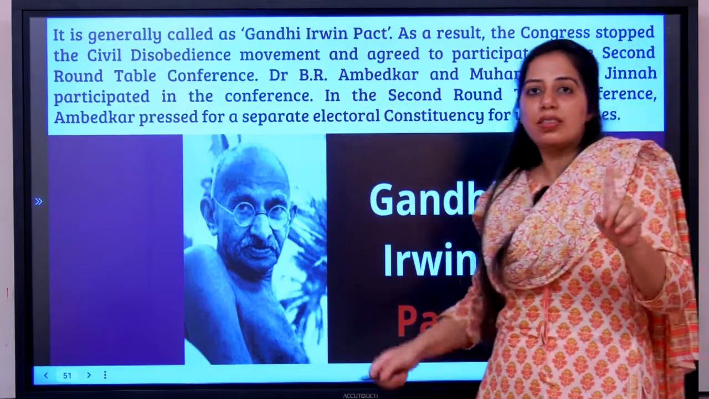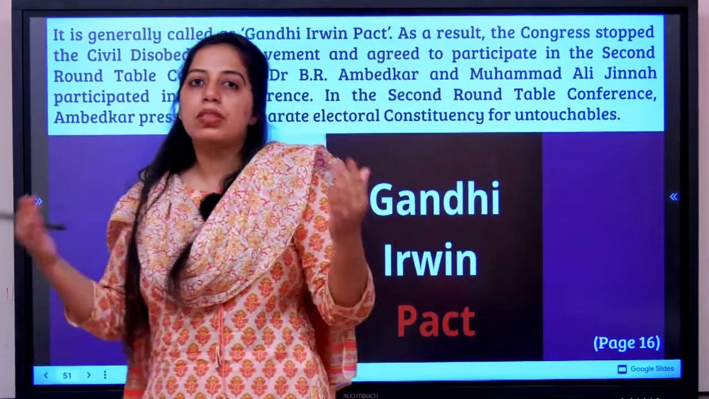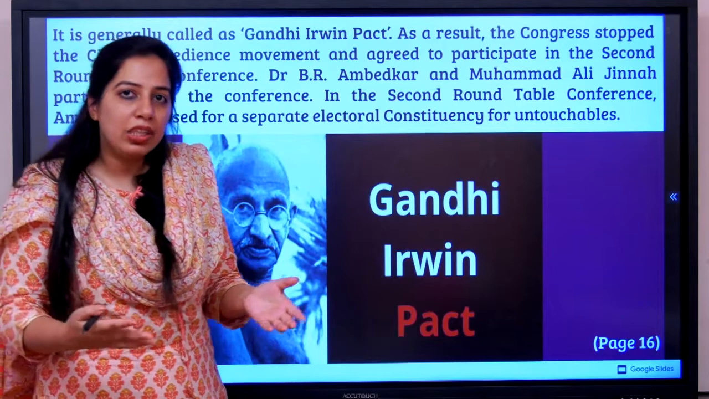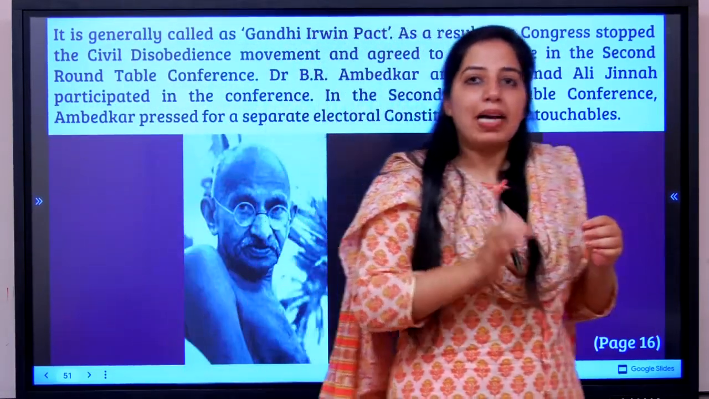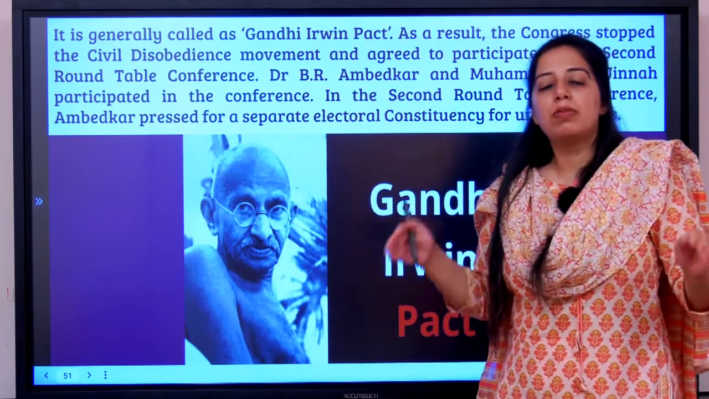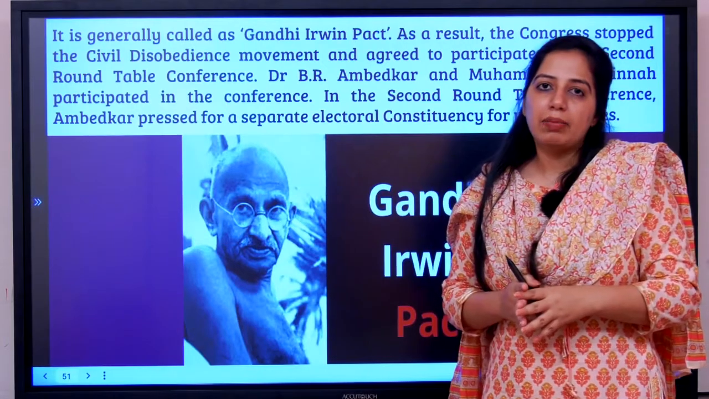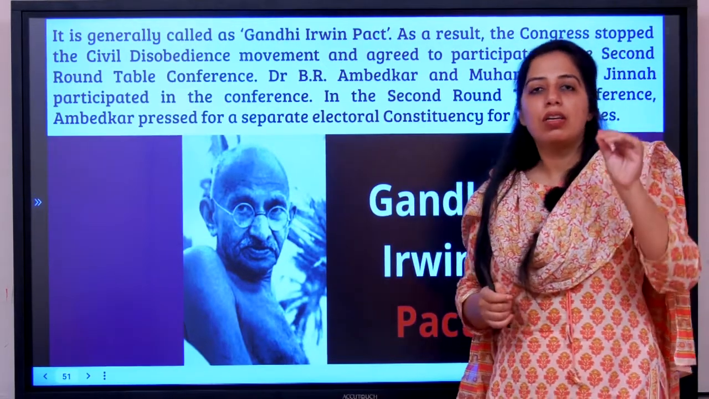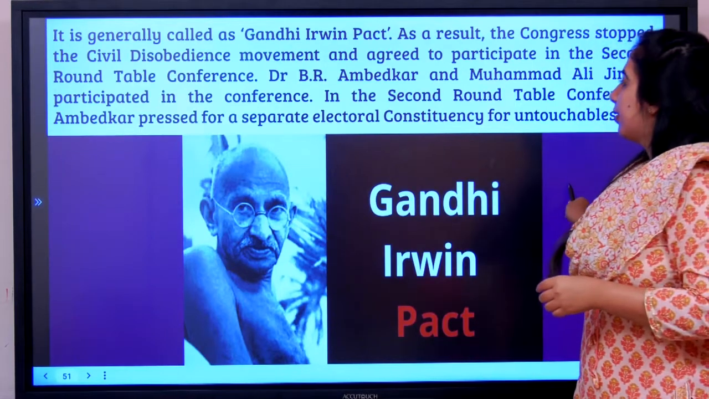So students, the first Roundtable Conference happened. The Congress and Gandhiji did not attend. So Irwin the Viceroy came to Gandhiji. They made an agreement, a pact called the Gandhi-Irwin Pact. The civil disobedience movement was stopped. Gandhiji attended the second Roundtable Conference, and in this conference, Dr. B.R. Ambedkar was pressing for separate electorates.